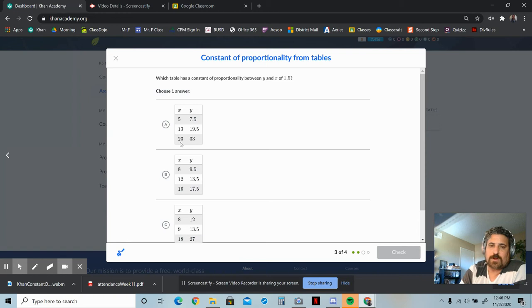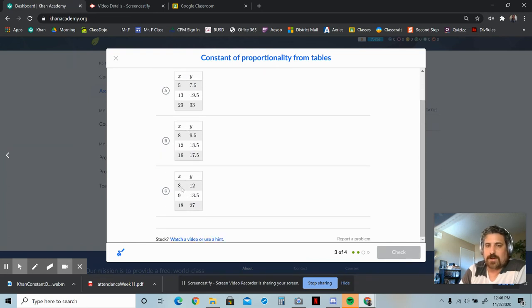Well, 23 times 1 is 23, and then half of 23 would be 11.5, so that doesn't seem to work. So this isn't going to work, so that's a no. So the first two are promising, but the third one doesn't work the same way, so this is a no. 8 and 9.5 definitely is a no, because 8 times 1.5 is not 9.5, so that's eliminated. 8 and 12. Is 8 times 1.5, 12?